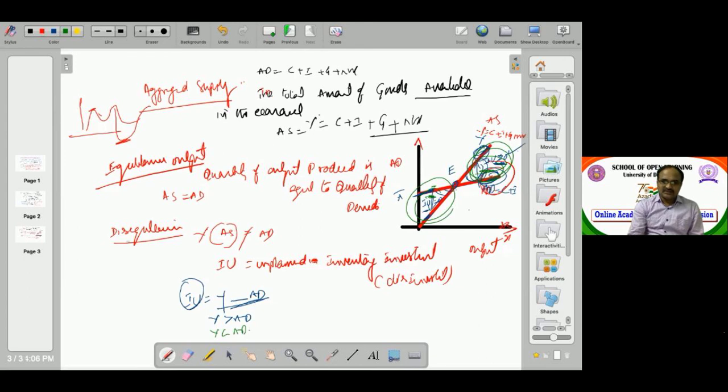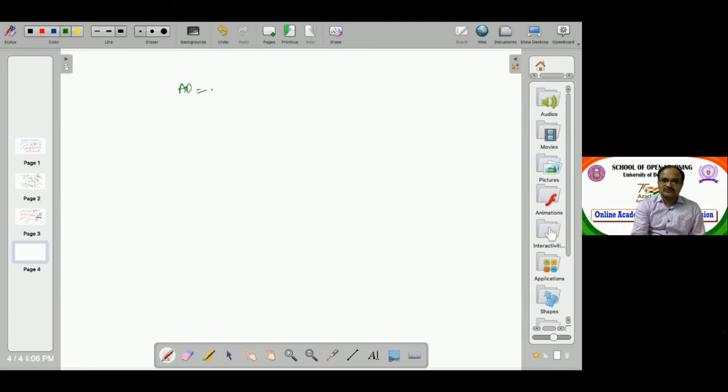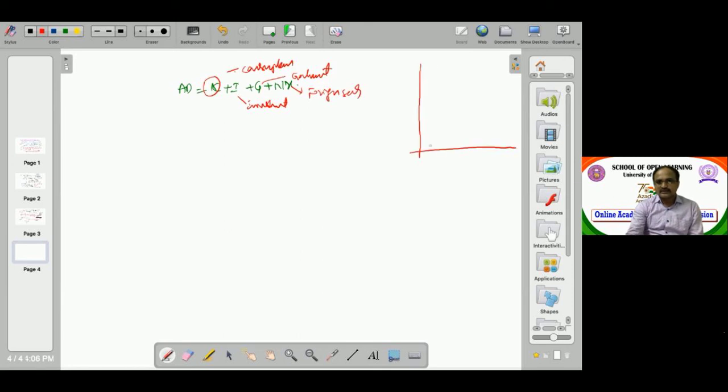In the longer run, the theory is that aggregate demand fluctuates not only because of investment but also because of other factors. What are the factors? Aggregate demand is equal to C plus I plus G plus NX. Got the point? So one component of aggregate demand is consumption, this is investment, this is government, and this is the foreign sector. So this is the aggregate supply, Y equals AS, and this is the aggregate demand we have been discussing.